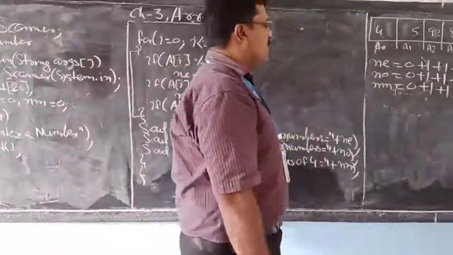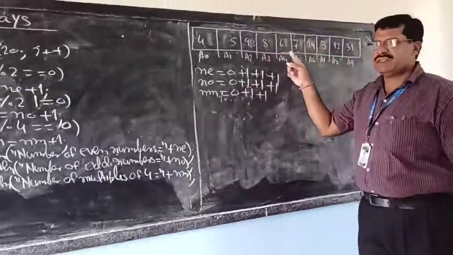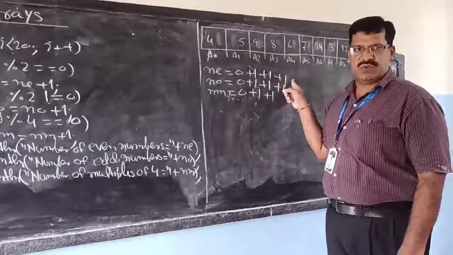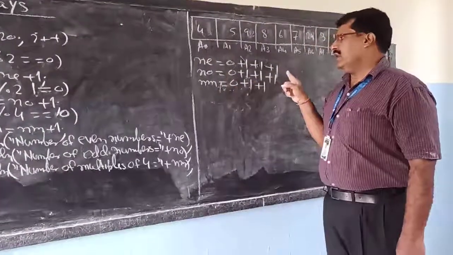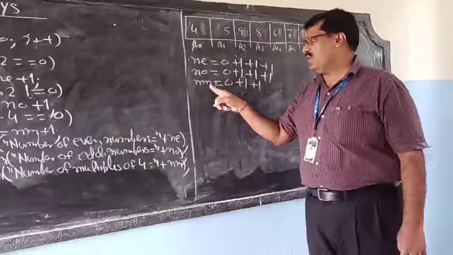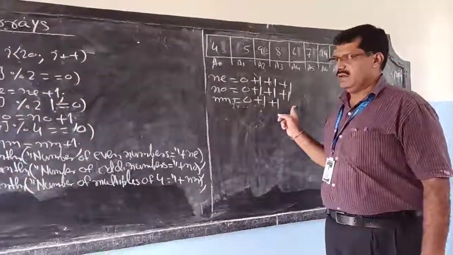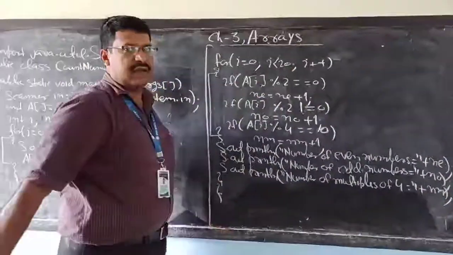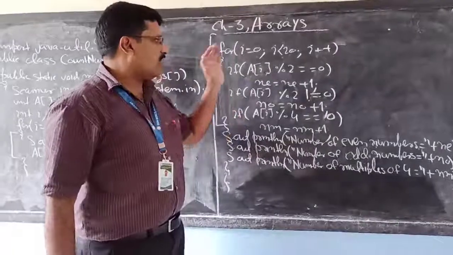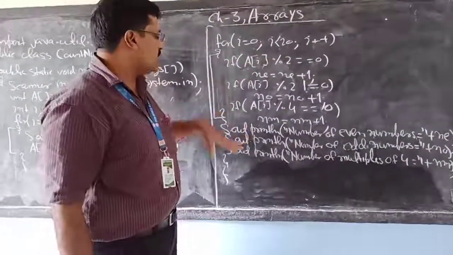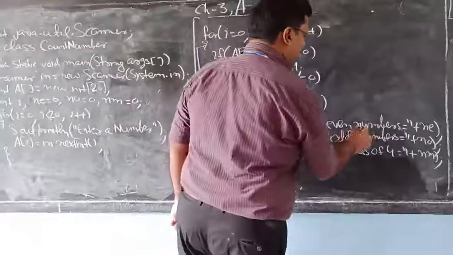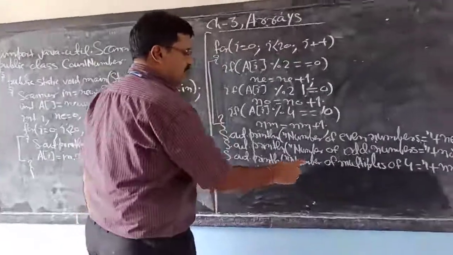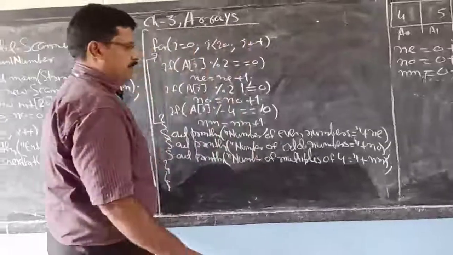So like this, it will go on picking one by one elements from the array till A19. If it is divisible by 2, then ne plus 1 will be done. If it is not divisible by 2, then no plus 1 will be done. And if it is divisible by 4, then nm plus 1 will be done. And it will go on checking for how many times? 20 times, that is 0 till 19. After completing 0 to 19, 20 times, it comes out of the loop and prints number of even numbers equal to ne, number of odd numbers equal to no, and System.out.println number of multiples of 4 equal to nm.